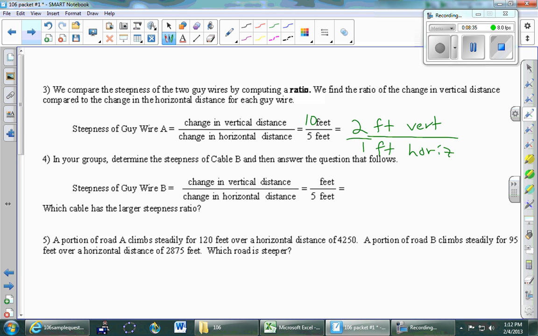Okay, let's take a look at cable B. It's the same definition, vertical over horizontal every time. What's the vertical change for B? It's 2.5. And the horizontal change for B was also 5. It was the same. And we can reduce this, and we can get a 1/2. Which one of these ratios, these fractions, was bigger? Yeah, so A was bigger than B, right?